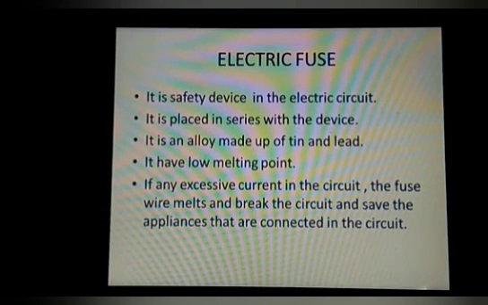Electric fuse. It is a safety device in the electric circuit. It is placed in series with the device. It is an alloy made up of tin and lead. It has a low melting point. If there is any excessive current in the circuit, the fuse wire melts and breaks the circuit and saves the appliances that are connected in the circuit.